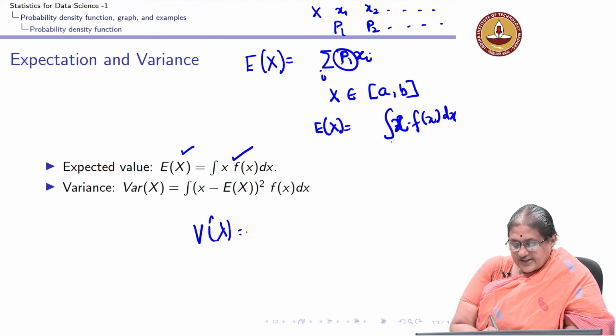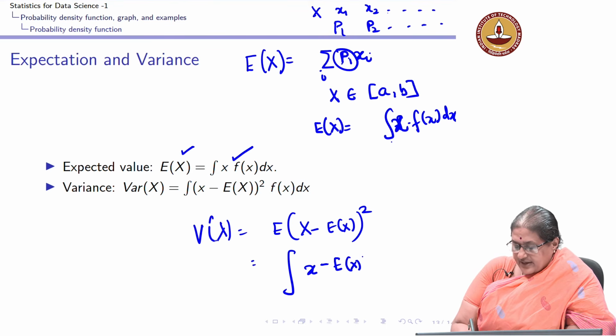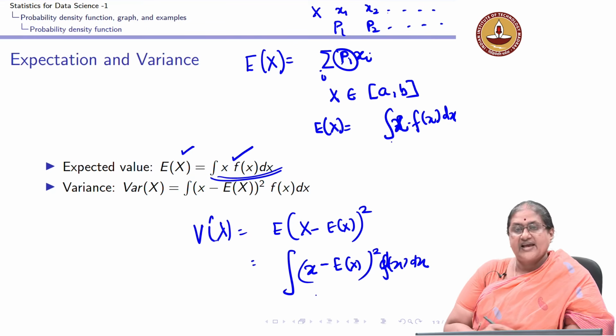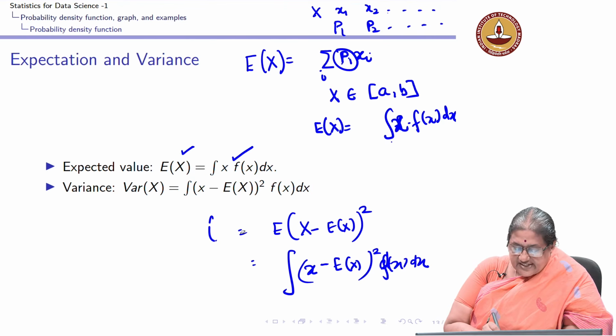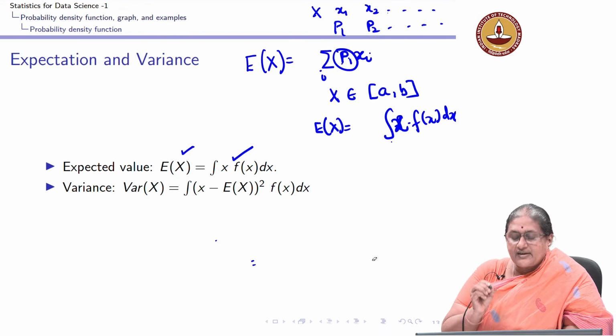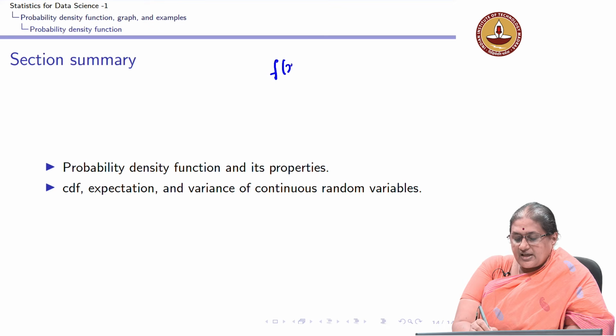Similarly, variance of x is expectation of x minus expectation of x whole square. So, I know that can be written as the integral of x minus expectation of x whole square into f of x dx, because I know expectation of x is the integral of x f of x dx. I stop here with these definitions. When we meet in the next session, we are going to look at specific distribution functions. So, we have just introduced the equivalent.